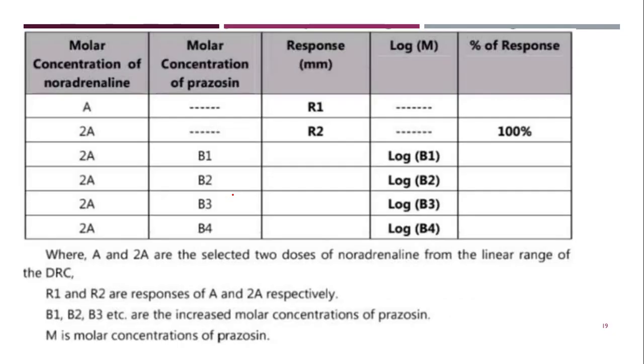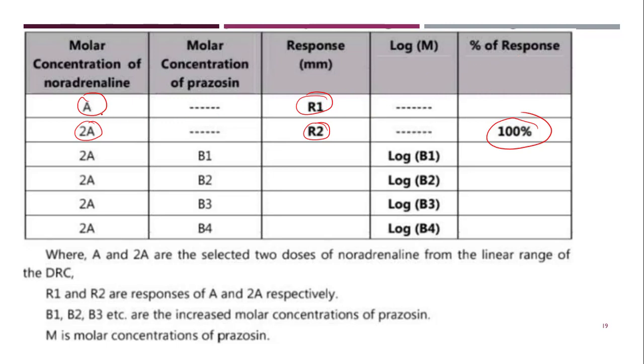So this is the observation table. This is how we have to arrange the things. So molar concentration of noradrenaline, so A and 2A as we have selected. So molar concentrations of prazosin, as we are not using it earlier on, that's why it remains blank. So response height we get R1 and R2. So there is no question of log M. We are considering this R2 as the 100% response, and compared to this 100% we have to calculate the percent response of this A.